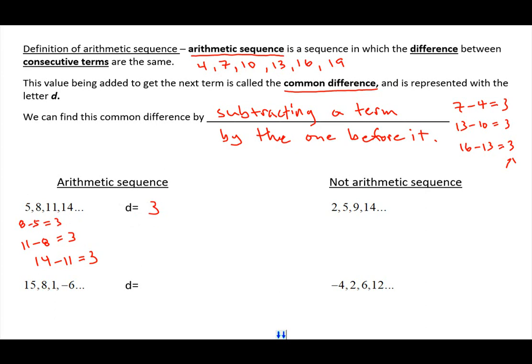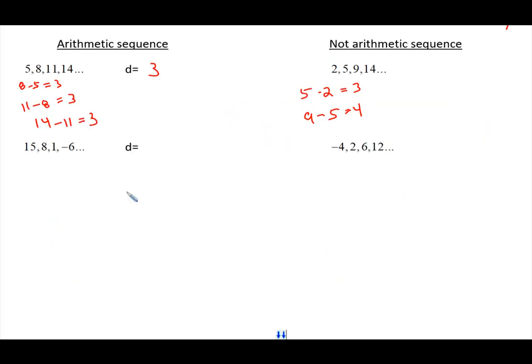Okay. Over here, if we try and check to see if this is arithmetic or not, if I do 5 minus 2, okay, I get 3. But if I do 9 minus 5, I get 4. It's not the same number, so this cannot be arithmetic. Okay, it might be something else, it might be nothing, but it's not arithmetic. Alright, down here, let's take a look at this example. If I do 8 minus 15, I end up with negative 7.